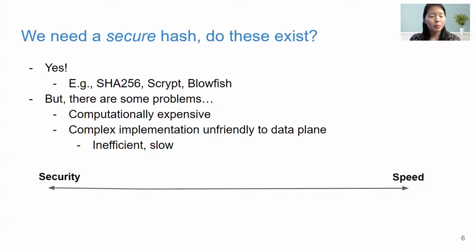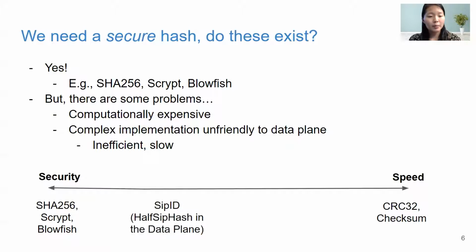So on a spectrum of security and speed, on the left side, we have the quite secure hash functions SHA-256, scrypt, and blowfish, which unfortunately are not fast. On the right side, we have checksums and CRC32, which are fast and efficient, but sadly not secure. So into this landscape, we present SipiD, HalfSipHash in the data plane, which provides a good balance between both security and speed.